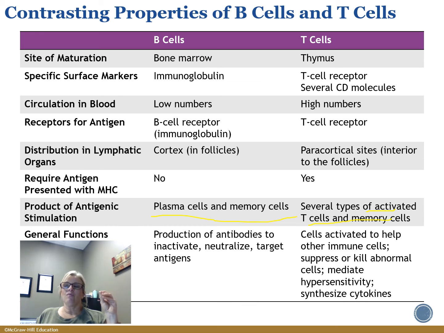Okay, general functions, these are important. Production of antibodies, again, very important. These are the ones that produce antibodies, and then that will inactivate, neutralize, and target antigens. T cells are going to be activated, act as those helper T cells. They can suppress or kill abnormal cells. They can be cytotoxic T cells, which go out and kill. They can mediate or help control hypersensitivity, and they can actually make cytokines.